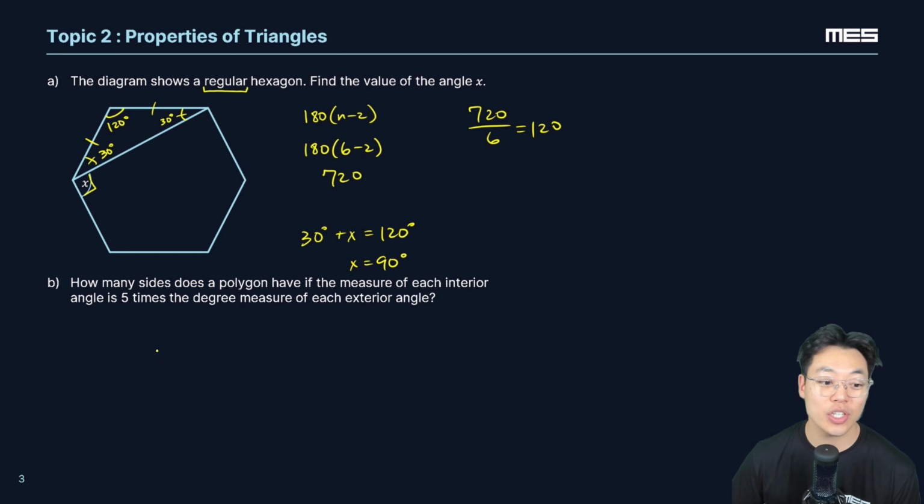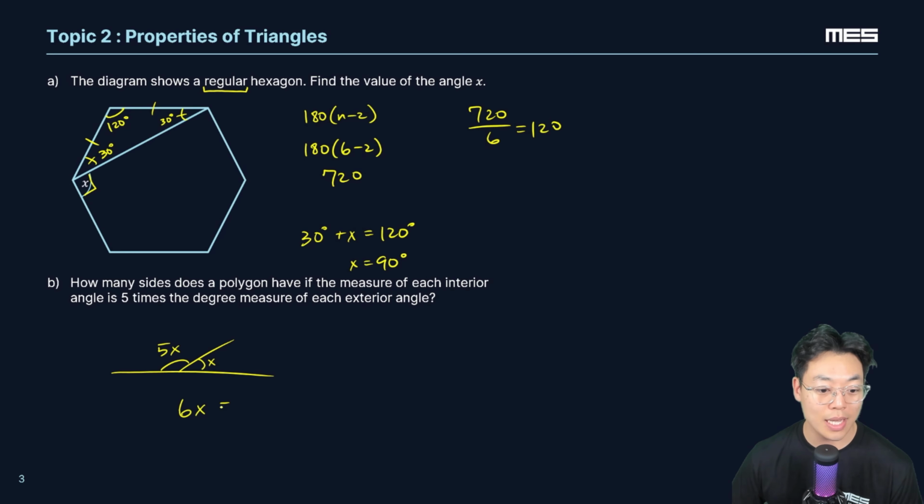How many sides does the polygon have? The measure of each interior angle is 5 times the degree measure of each exterior angle. So let's say this is one of the interior angles right here. It will be 5 times that of the exterior angle. So we just found by adding these 2 together, 5x plus x, that equals 180 degrees. So x is equal to 30 degrees.